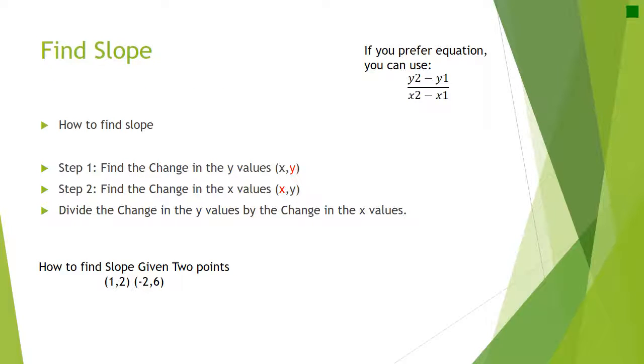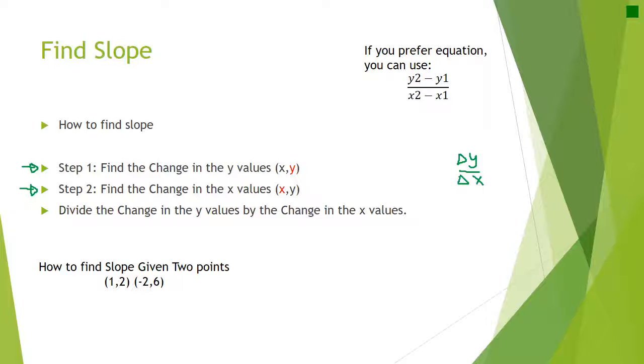To find the slope, we find the change in the y values, the change in the x values, and we divide those changes by each other. So we're going to take the change in the y values and put that in the numerator and divide it by the change in the x values. That goes in the denominator or on bottom.